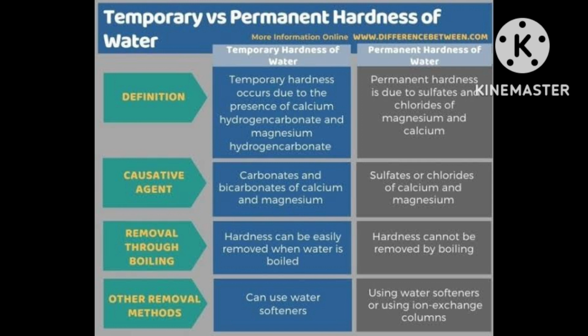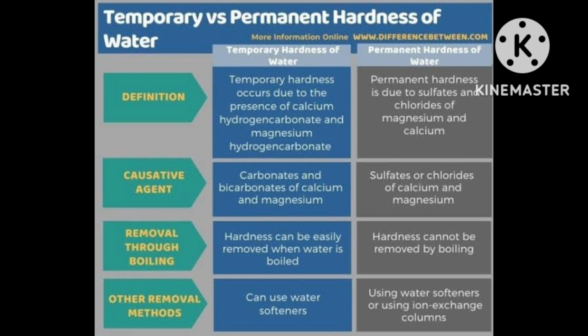Then hydrogen carbonate of calcium and magnesium, chloride of calcium and magnesium, sulfate of calcium and magnesium. If it is present in water, then water is called hard water. Again I am telling you, bicarbonate of calcium and magnesium means calcium bicarbonate, magnesium bicarbonate. If it is present in water, you can tell water is hard.